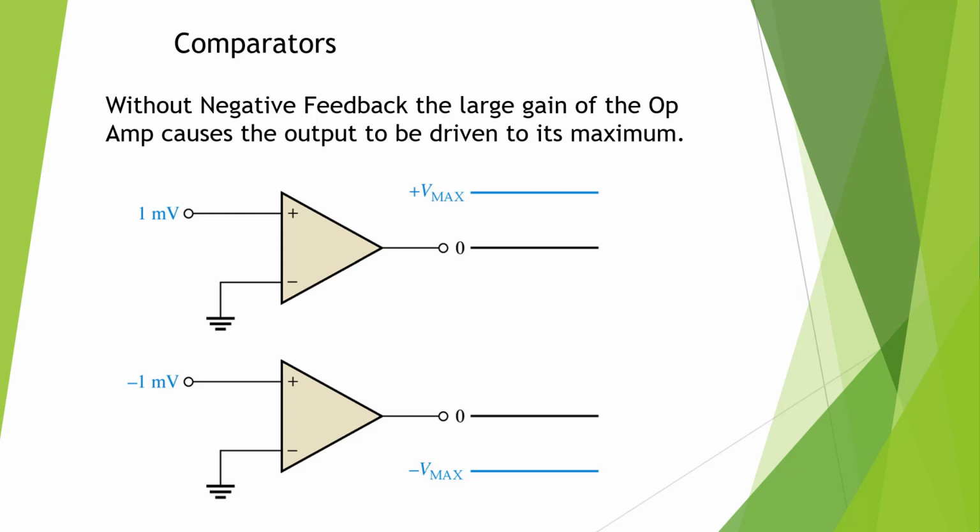Here we see the standard 741 op-amp used as a comparator. If you notice, because of the large gain, if it doesn't have negative feedback, we have no control over the gain and it will go to maximum. So no matter how small of a signal we put into the non-inverting side, it's going to go to the positive rail, which is some percentage of the power supply. If we put a minus in the non-inverting side, it's going to drive it to the minus power supply, some percentage of the maximum of the voltage input.